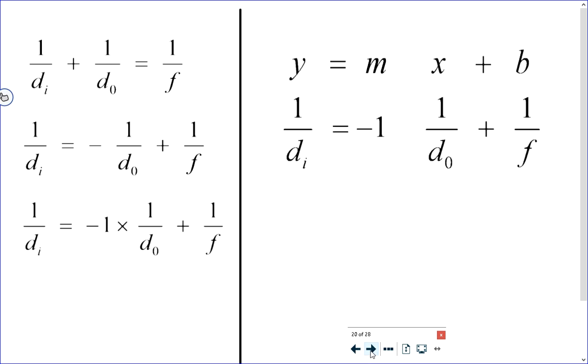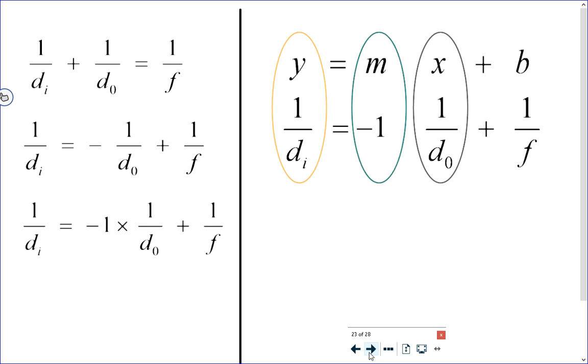It's brilliant, whoever came up with it. If you take a look at what's going on here, 1 over di is what I've told you you're plotting on the vertical axis. So that's our responding variable. 1 over dO is what I've instructed you to plot on the horizontal axis, and that's because that's the manipulated variable. That means that whatever is in front of x is the slope. So the slope of your line should be negative 1. I think this is really interesting. It doesn't matter what mirror you use. If there's a focal length and you do this experiment, you'll get a slope of negative 1.